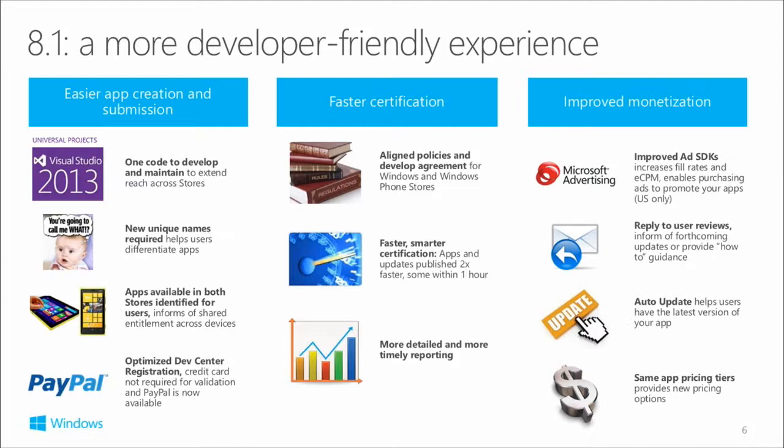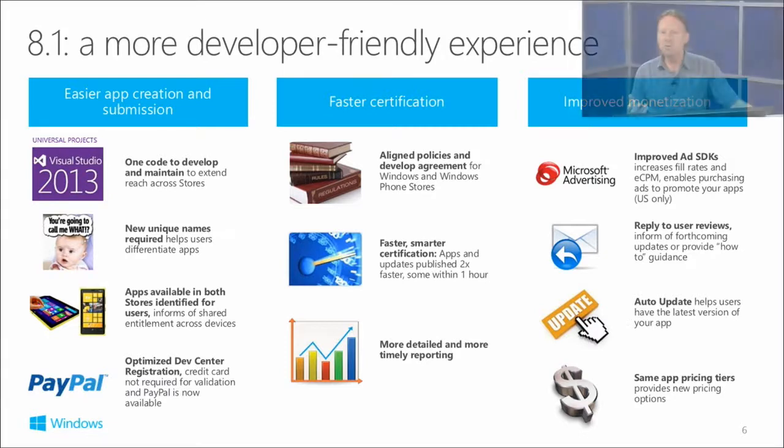Certification is much faster. Apps and updates are published at least twice as fast, sometimes within 1 hour. And we've got much better detailed and more timely reporting. The actual policies that your apps must conform to in order to be accepted into the store, and we do obviously test apps when you submit them, are now aligned, so they're the same for Windows and Windows Phone.